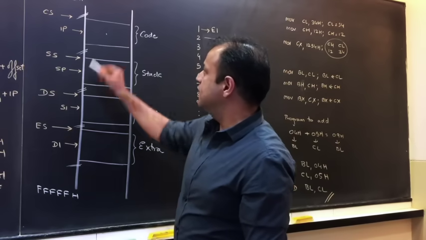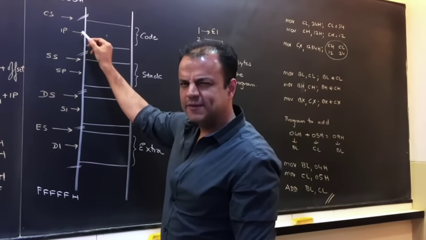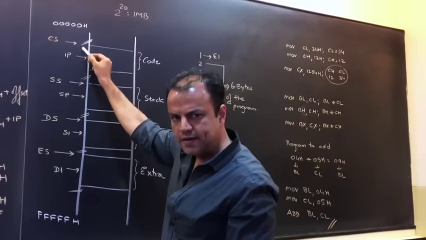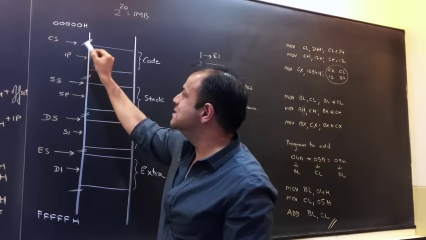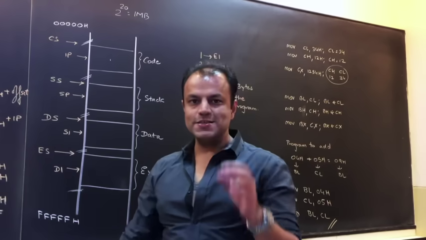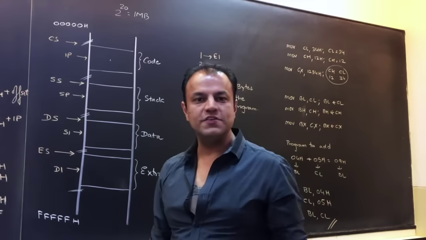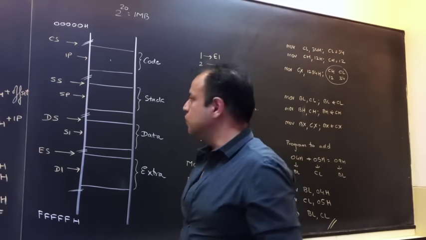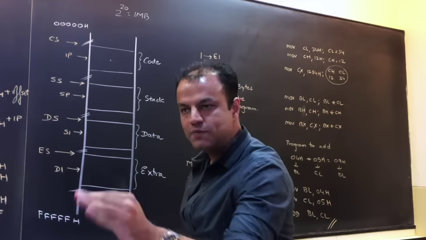Similarly, we give a segment address and an offset address. I say again, a segment address and an offset address. Segment address gives the starting address of the segment. Whatever you want to access is a part of a segment. Whatever you want to access in your computer is a part of a file. So you give the file name and then you go to the location within the file.